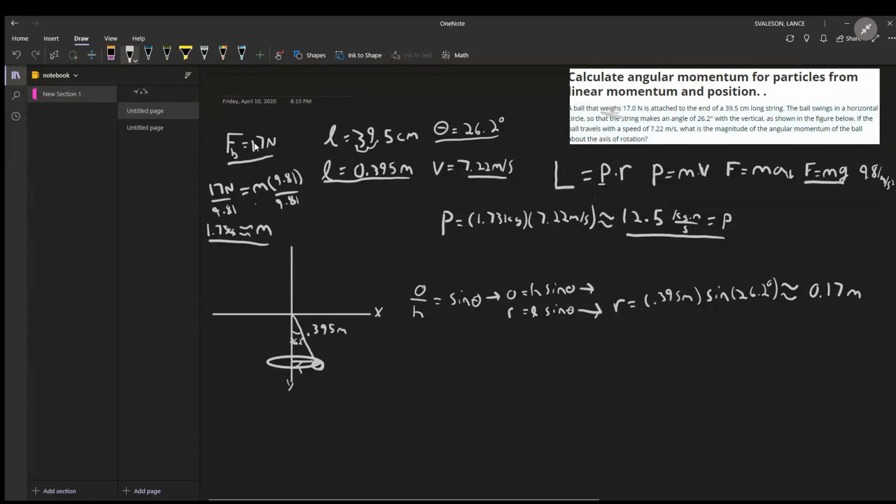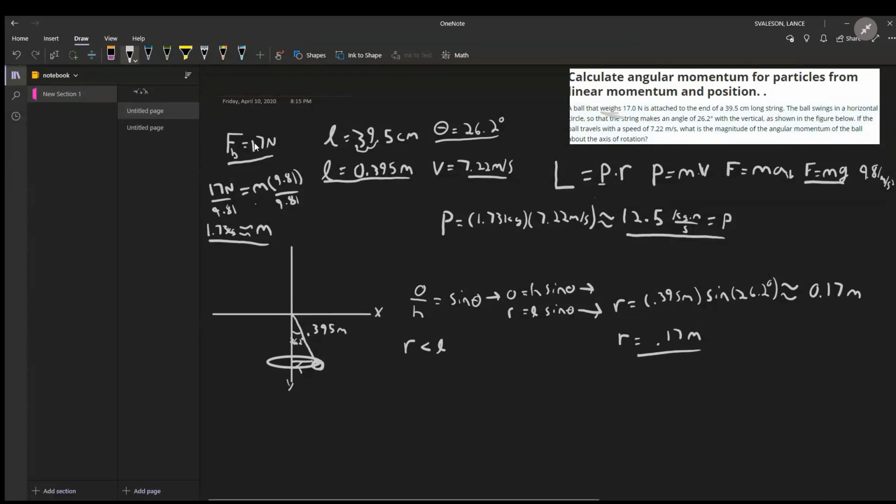And we just have to ask ourselves, does that number make sense? Does this radius make sense? Well, the length of the string was 0.395 meters, and that's a pretty long string. The leg of the triangle needs to be shorter than 0.395. Basically, R needs to be less than the length of the string. So it is. So that actually is a good approximation. That's how we know we're kind of on the right track. Okay. So that's what R is. R is equal to 0.17 meters.